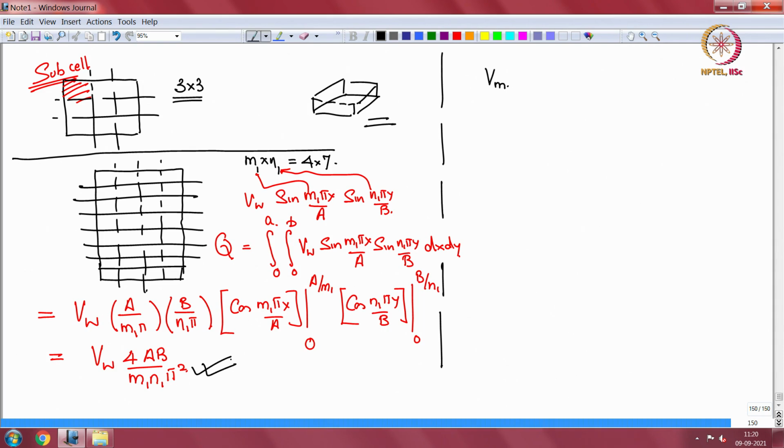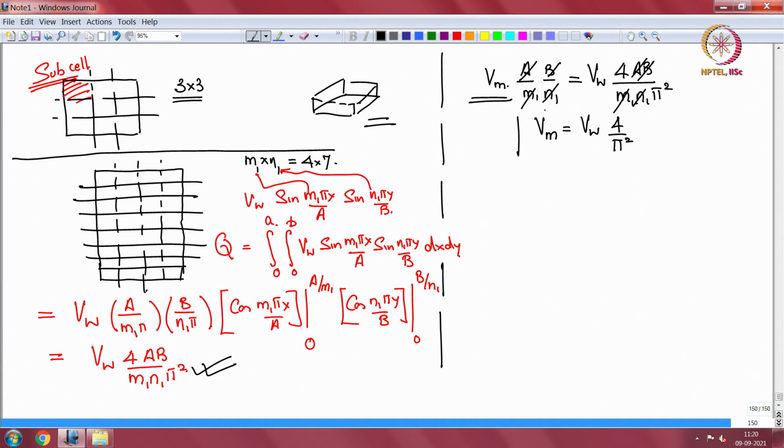Okay, so what does this mean? The velocity which is uniform into A by M1 into B by N1 should be equal to this VW for AB by M1 N1 pi square. So if you cancel this off, there is a correction. Vm value is Vw into 4 by pi square. Okay.